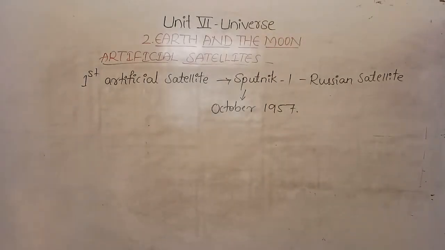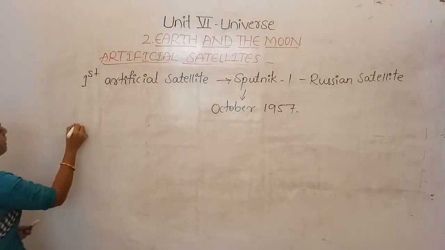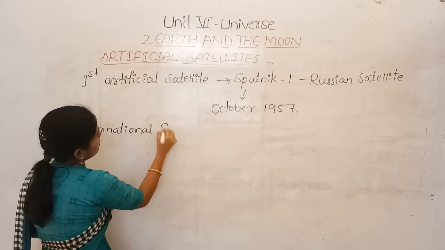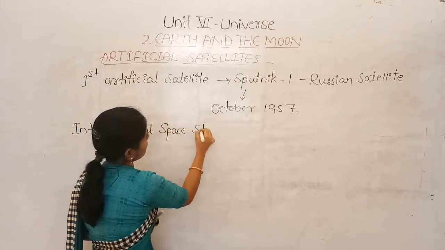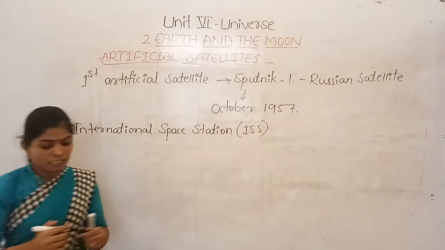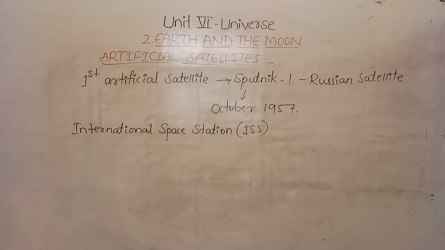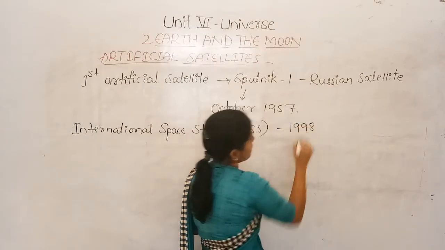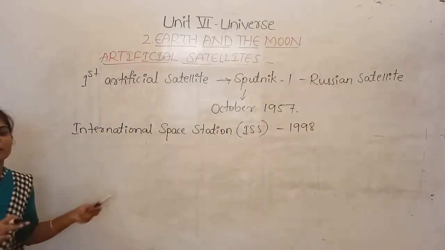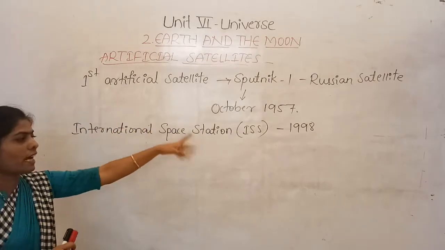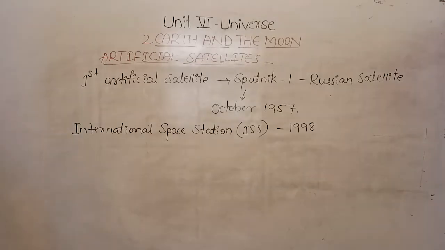And the International Space Station, ISS. It was launched in 1998, and presently it is the largest artificial satellite body in space, that is ISS, the International Space Station.